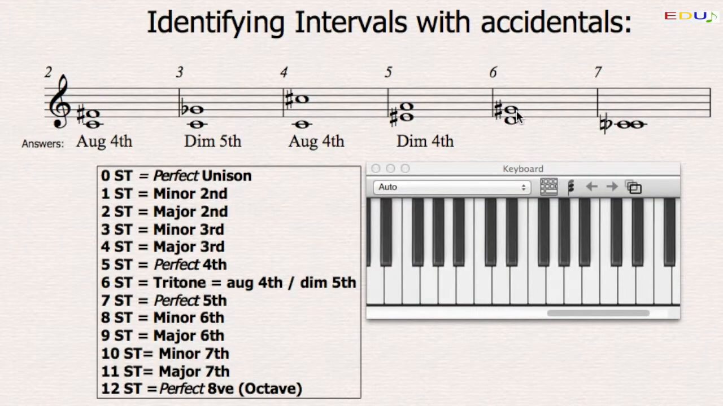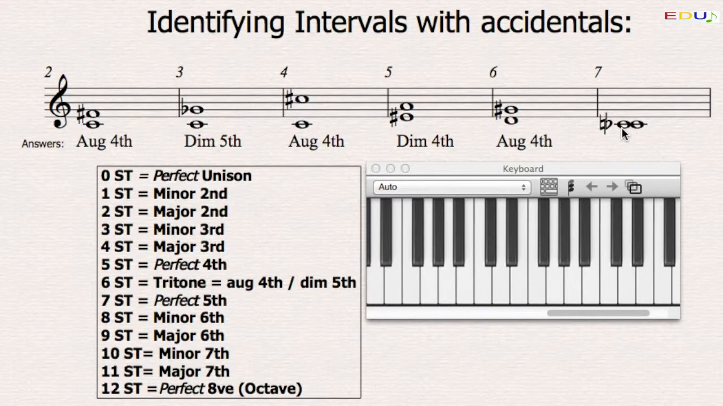D to G sharp. Ignore the accidental. D to G is a perfect fourth. The sharp makes the interval bigger. So the perfect fourth turns into an augmented fourth, which can also be called a tritone. And now the last one.